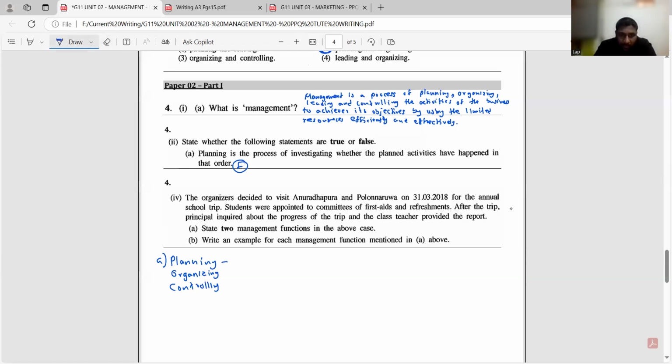Planning: planning to visit Anuradhapura and Polonnaruwa. Second one, organizing: appointing the students to committees.